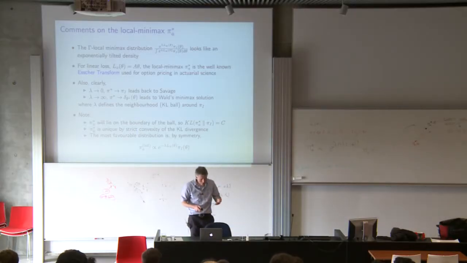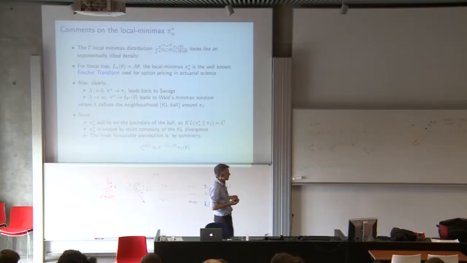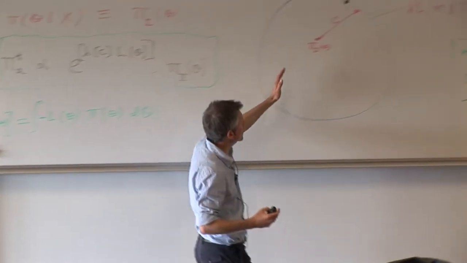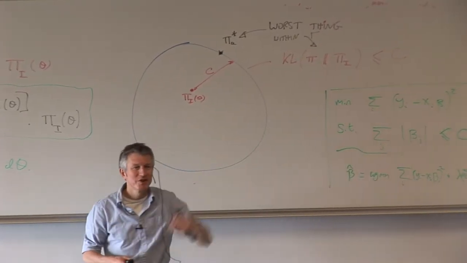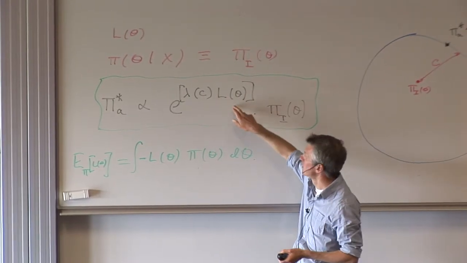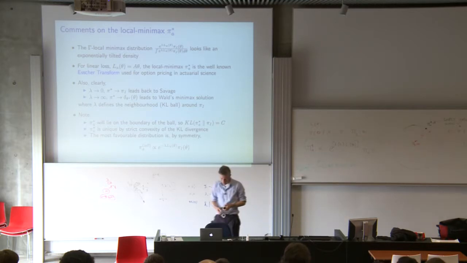Okay, I'm going to skip over the next things for time constraints. Just quickly say, other things we know about this are that you will lie on the ball, on the shell of that ball, because of the convexity of the Kullback-Leibler. So if you increase the neighborhood size C, this pi star will move, because of course you can always put more and more measure on the things that carry the highest loss.